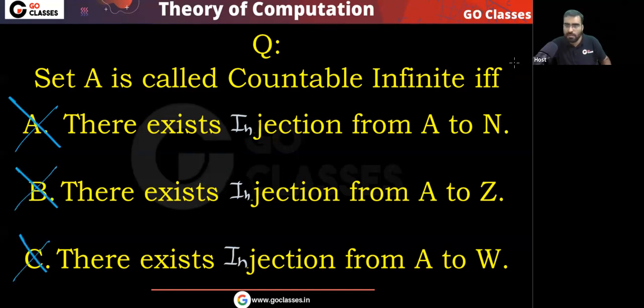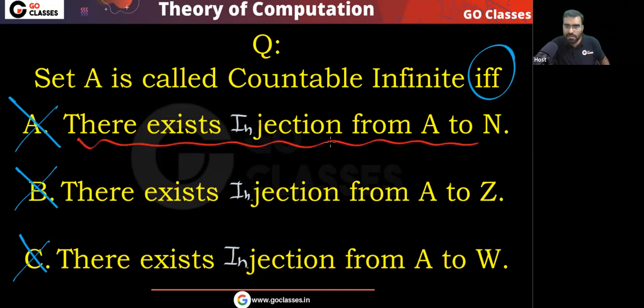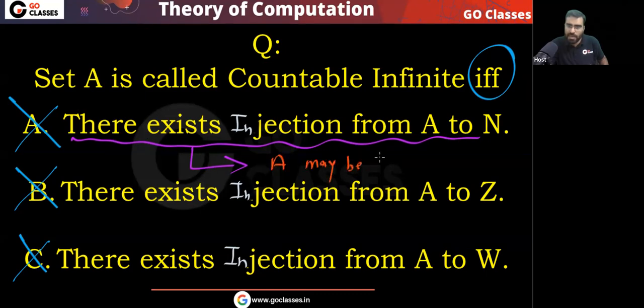Why? Because remember, if you have this, then does it imply S will be infinite? If you have an injective function from A to N, does it mean A is infinite? No, A can be finite also. Yes or no? Agree with me? If you have this, then I can say A can be finite or infinite. A may or may not be finite. A may be finite also.